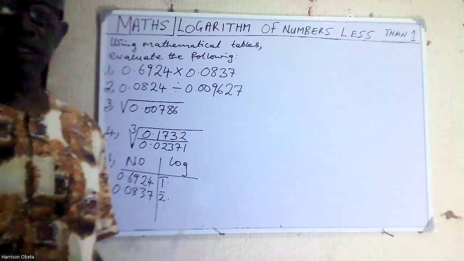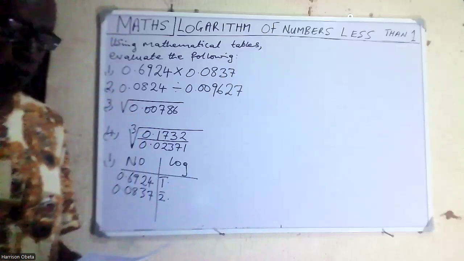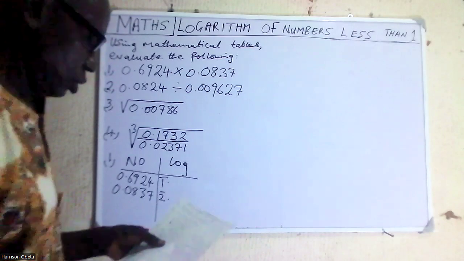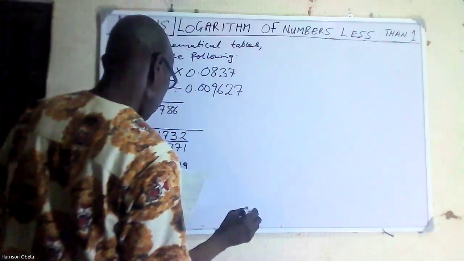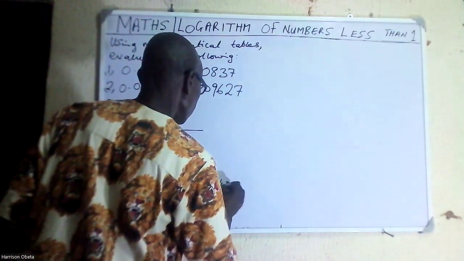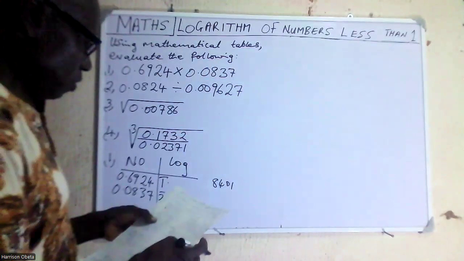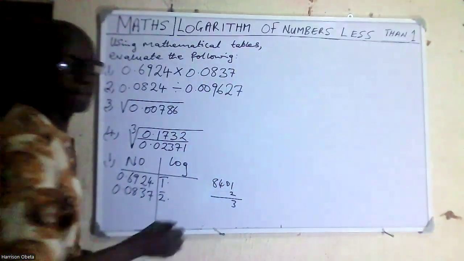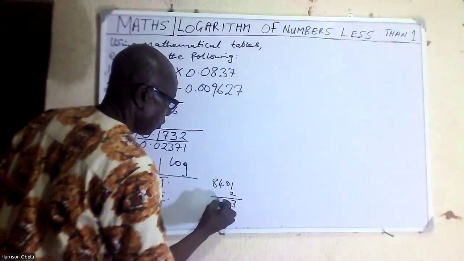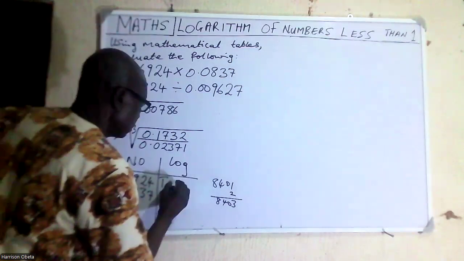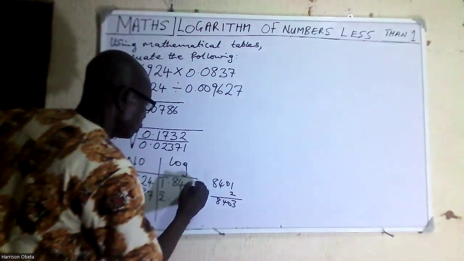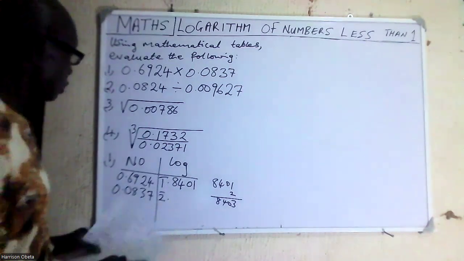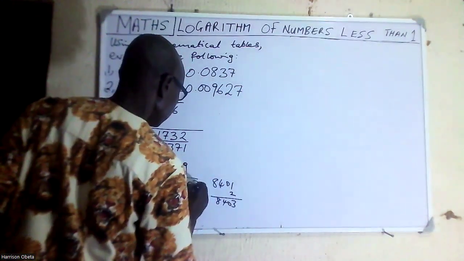Then you go to log table, check 69 under 2, difference 4. From logarithm, 69 under 2 is 8401. Difference 4 is 2. So you add, that's 3. Bring down 0, 4, 8. So we have 8401, then 8403 from here.